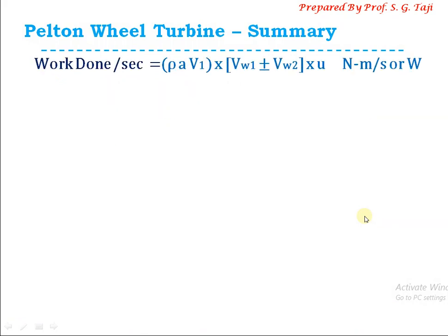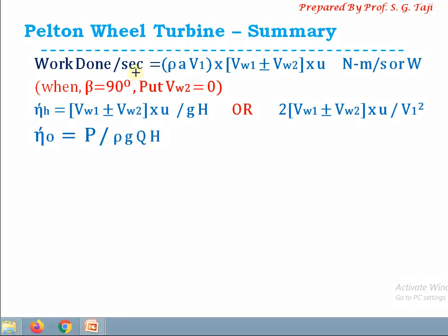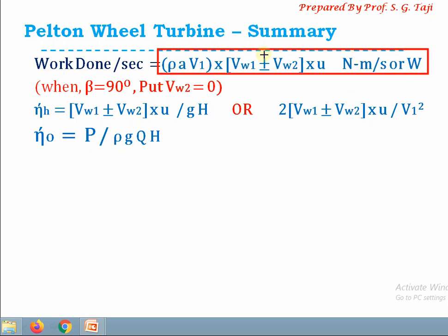What we have discussed in the previous video lecture: work done per second in case of a Pelton wheel turbine is given by the equation rho a v1 multiplied by v1, (vw1 plus minus vw2) multiplied by u, where this plus sign will be taken whenever beta is less than 90 degrees, and this negative sign will be taken whenever beta is greater than 90 degrees. And if beta is equal to 90 degrees, in that case put vw2 equal to 0. This is also known as the power equation.